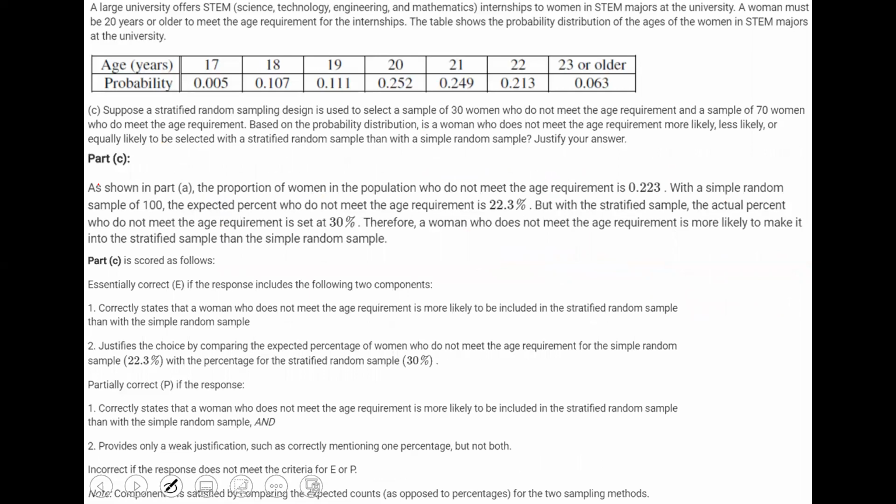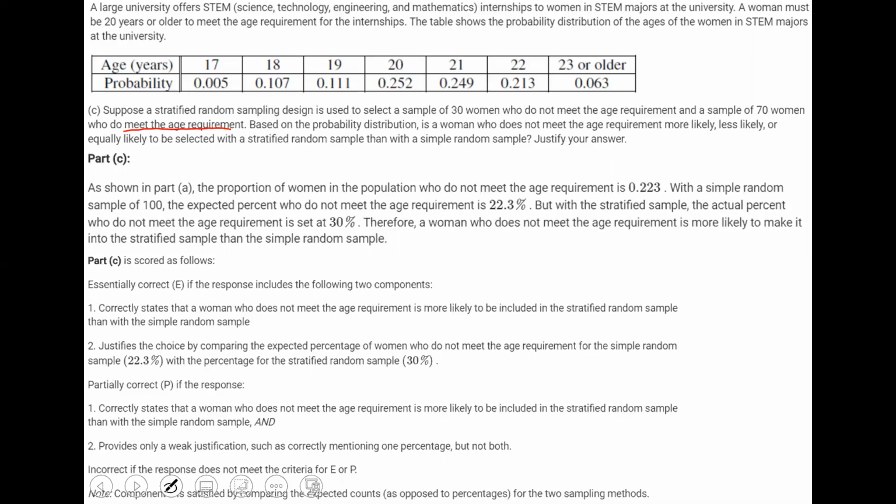Suppose a stratified random sampling design is used to select a sample of 30 women who do not meet the age requirement and a sample of 70 women who do meet the age requirement. Okay. Based on probability distribution, is a woman who does not meet the age requirement more likely, less likely, or equally likely to be selected with the stratified random sample and with the simple random sample? Okay, 70 people meet their age requirement, and 30 do not meet their age requirement.